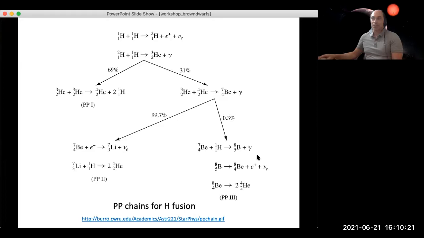But in any case, all of these reactions end up with helium being the main product at the end, sometimes two if it's a double reaction. But the net reaction is always hydrogen into helium. And again, that is the source of energy for the interior of the sun.